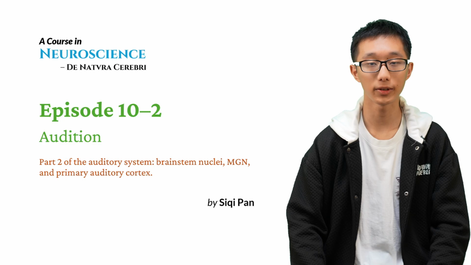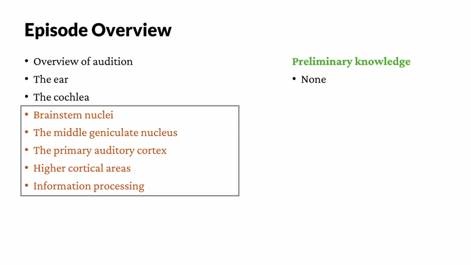Welcome back to part 2 of episode 10. In this episode, we're going to take a closer look at the auditory system. Here, we're first going to take a look at the brainstem nuclei, then the middle geniculate nucleus, then the primary auditory cortex, and finally on to higher cortical areas. After that, we're going to discuss how the auditory information is processed in the auditory system.